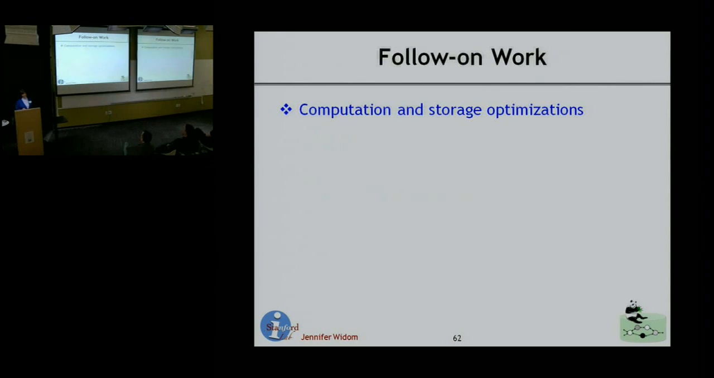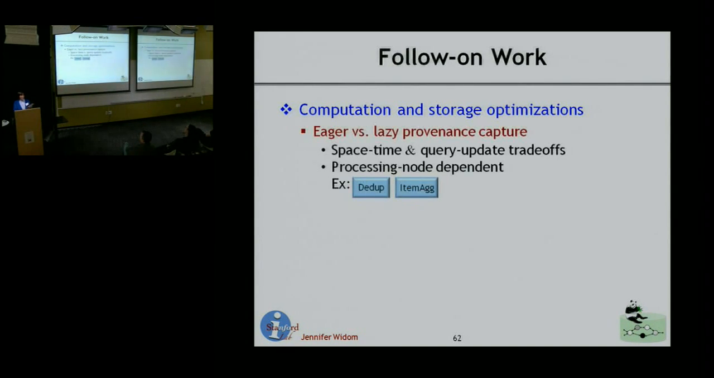Then there's also a very practical problem. We worked on this a little bit: optimizing what you do when you're capturing provenance and exploiting provenance. And the whole question of eager versus lazy, do I want to do the work as I send the data through the workflow, or do I want to do the work when I need to trace provenance, is actually a pretty hard question. There are space-time trade-offs. It's the query-update trade-offs, the usual type of trade-offs, but it also depends on what kind of nodes you have.